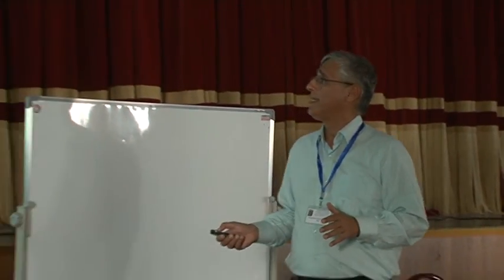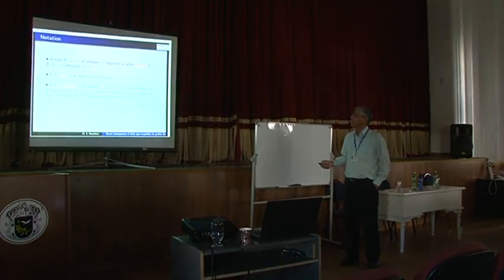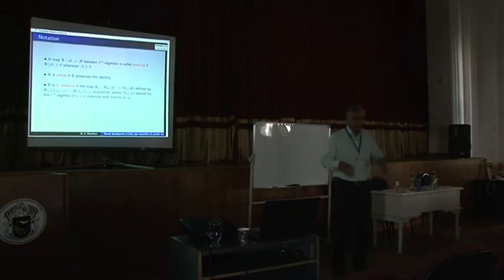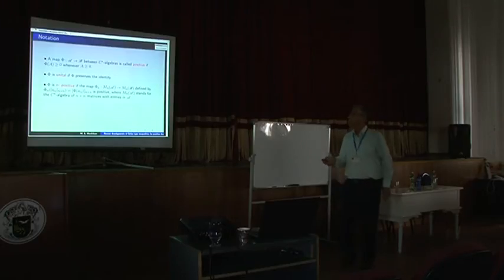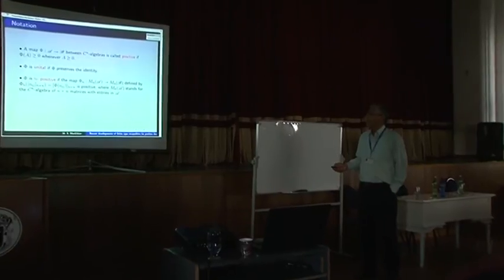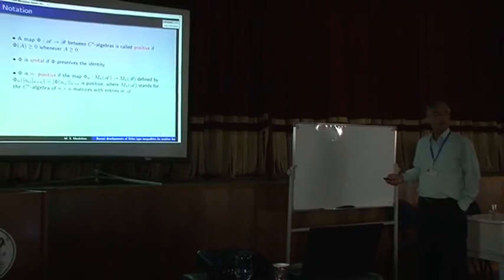If we have a map, not necessarily linear, if we have a map phi, then we can define phi_n from M_n(A) to M_n(B). M_n(A) is the C-star algebra, or the set of all matrices with entries taken from our C-star algebra. So if we have a map phi from A to B, we can define phi_n from M_n(A) to M_n(B) in a natural way. It takes this matrix to the matrix phi(a_ij).